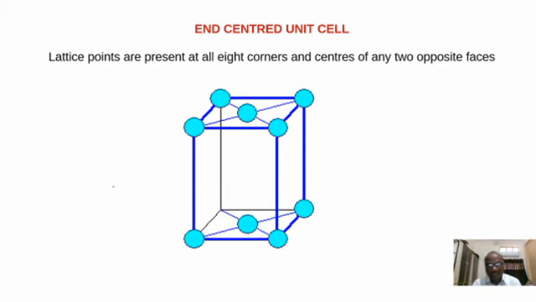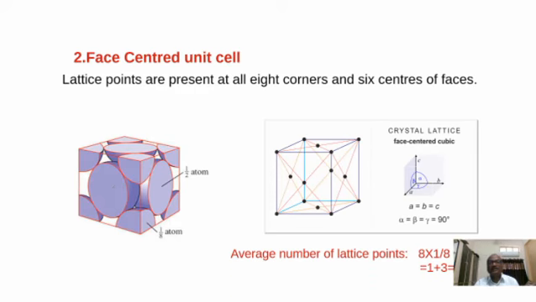Like this, in the case of simple cubic, only 8 corners are occupied by the lattice points. Average number will be 1. In the case of face-centered unit cell, 8 corners will be occupied by the lattice points. In addition to that, 6 centers of faces also. The average number of lattice points per unit cell will be 4.